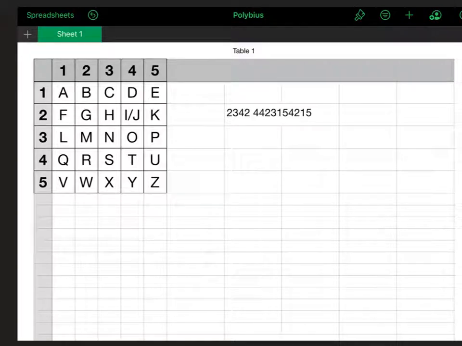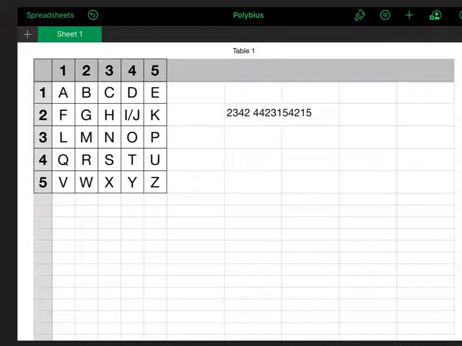In the simplest form of a Polybius square, we put a 5x5 grid. So we've got rows 1, 2, 3, 4, and 5 going across, and we have columns 1, 2, 3, 4, and 5 going down.